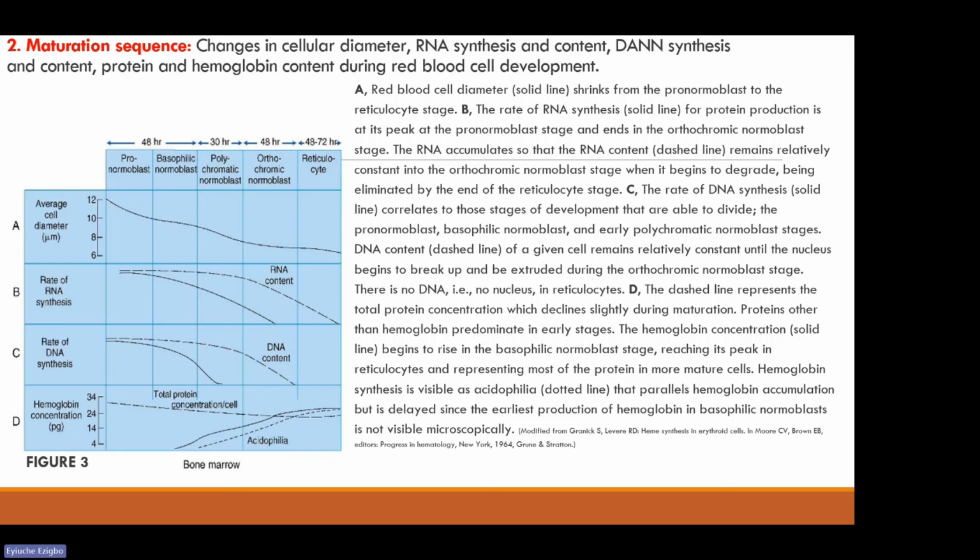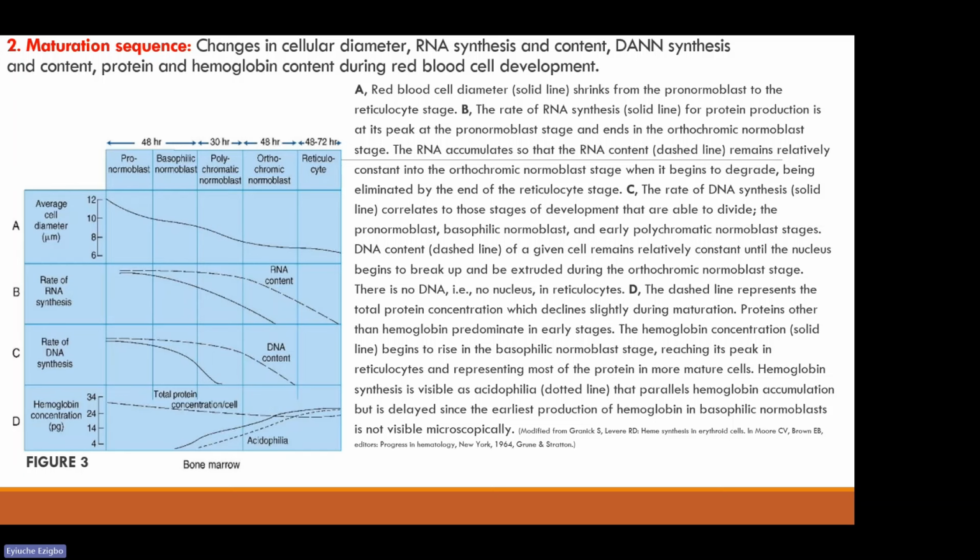So the rate of DNA synthesis is applicable to the cells that are dividing, and you can see where it stops, where it ends. At the orthochromatic stage of the cell, if you go to the diagram, the orthochromatic cells don't divide again, they continue to mature.